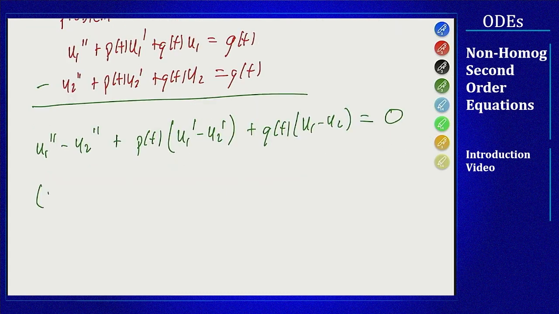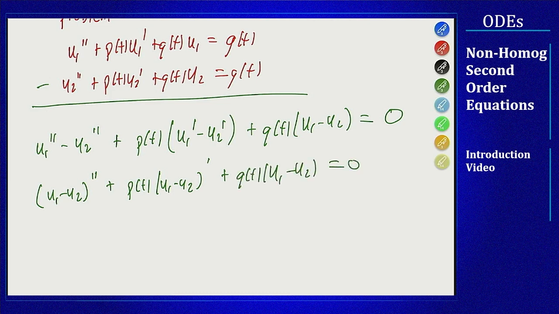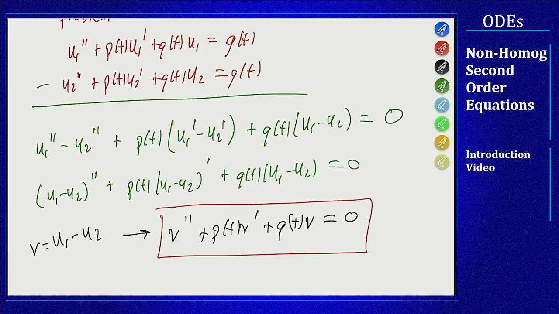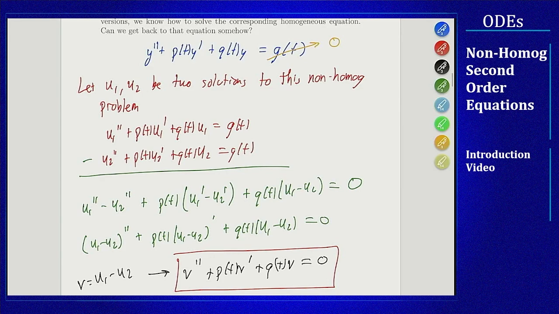This becomes here u1 minus u2 double prime plus p of t times u1 minus u2 prime plus q of t times u1 minus u2 equals 0. Or by rewriting v as u1 minus u2, what I see here is v double prime plus p of t v prime plus q of t v equals 0. If we scroll back up, that is exactly the first equation I started with, replacing that g of t by a 0.